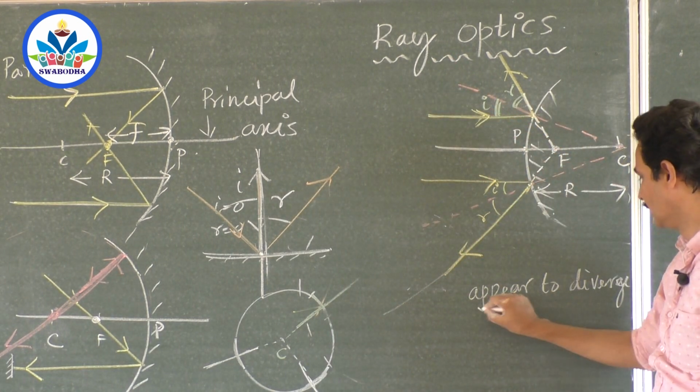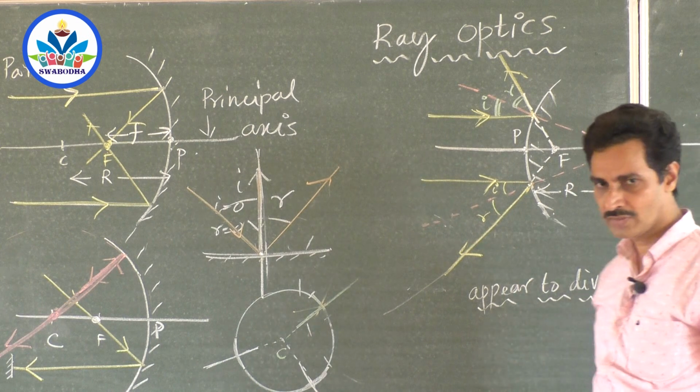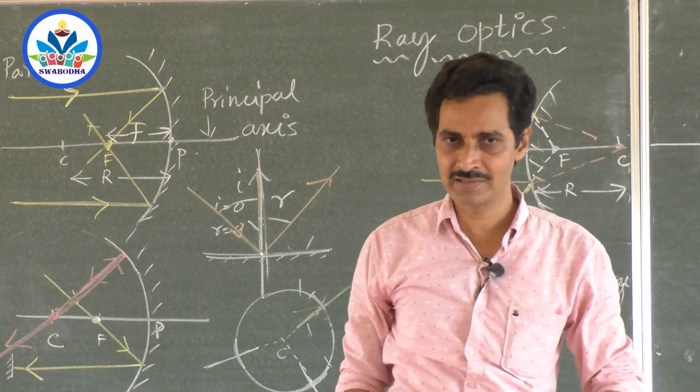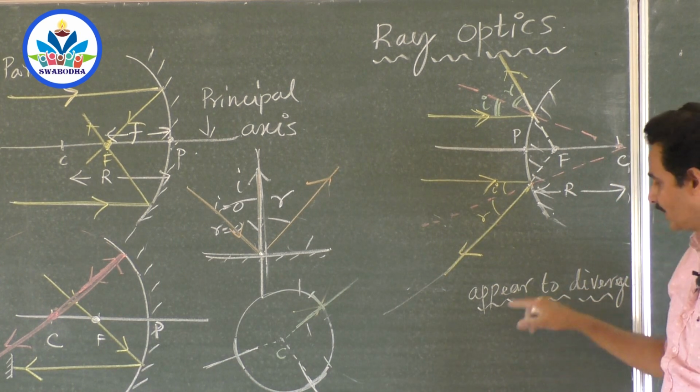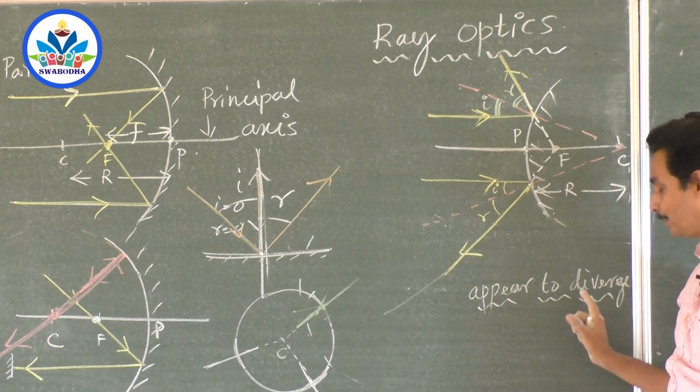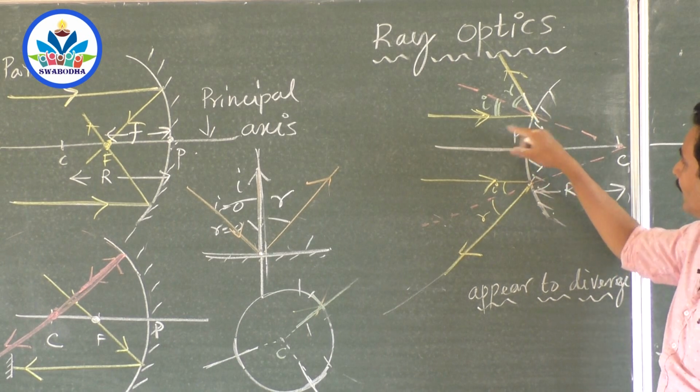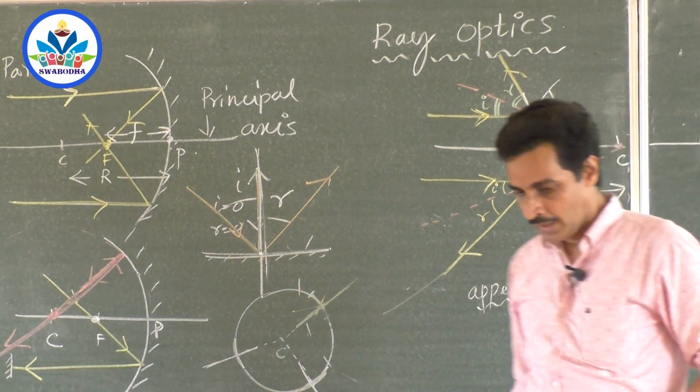So this word, better you study this. You should have some words in your brain. You should have a small dictionary in your brain. Add these words to your dictionary so that the answers become very beautiful. So, appear to diverge from a point, and that point is called focus.